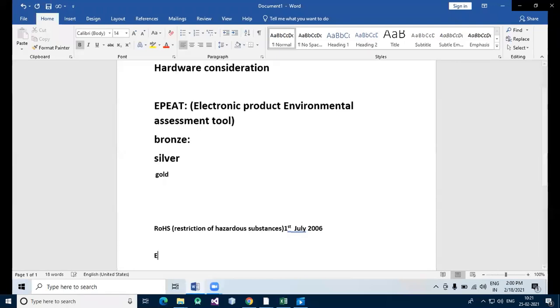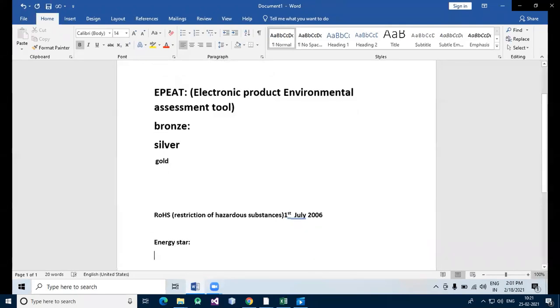Now the next certificate is Energy Star. This is also one of the certification programs. So what is Energy Star certification? With an intention to promote energy efficiency and reduce greenhouse gas emissions, the USA Environmental Protection Agency, that is the EPA, introduced Energy Star.